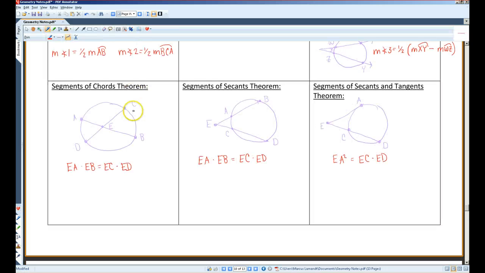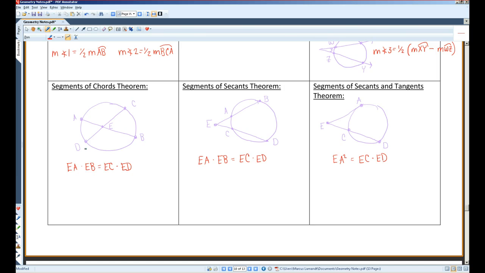Alright? Okay. When two chords intersect in the interior of a circle, then each chord is divided into two segments that are called segments of the chord. So like AB is a chord, so AE and EB would be segments of that chord. And same thing with DE and EC. DE and EC would be segments of the chord CD.